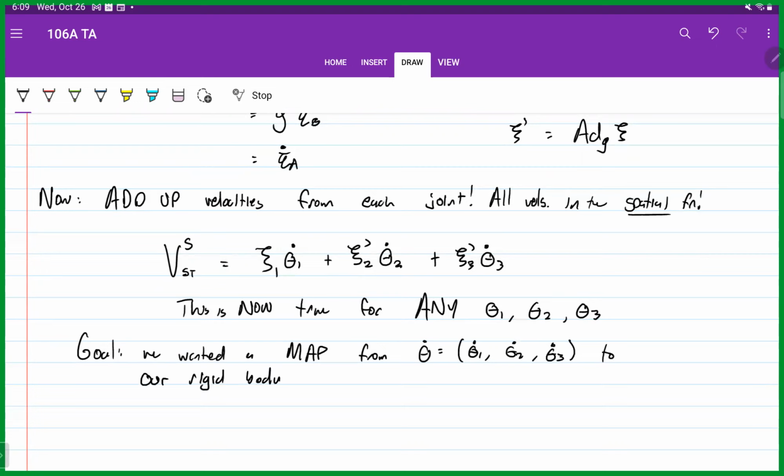Rigid body velocity of the end effector. Okay, so we're almost there, right? We have our rigid body velocity of our end effector. We have all of our joint angles in there. We just want to write this thing as a matrix vector transformation, and we're going to be all good to go.